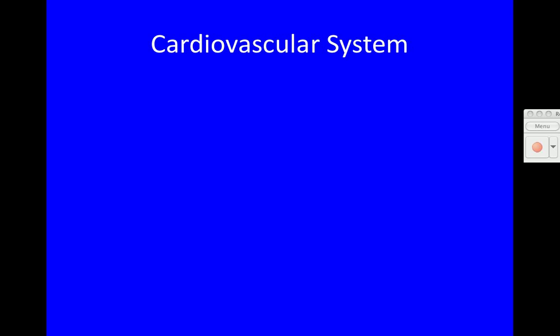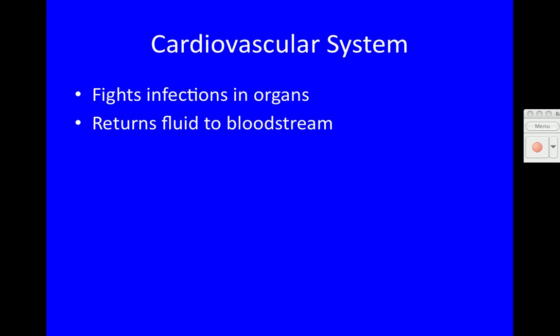With the cardiovascular system, we have two ways that they interact. Number one, it's going to fight infections in the organs. We have that filtering of the lymph before it reaches the bloodstream again. It also helps to return the fluid to the bloodstream. If we didn't have that fluid volume re-added back into our blood, we'd never be able to stay hydrated. So that recycling of the fluid is really important.